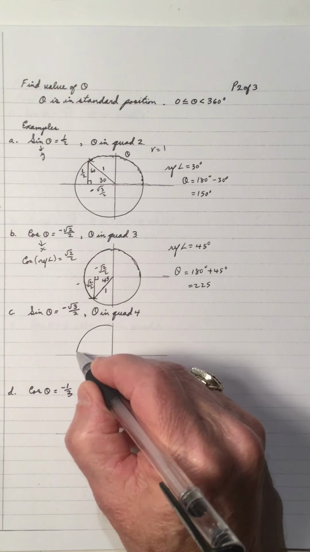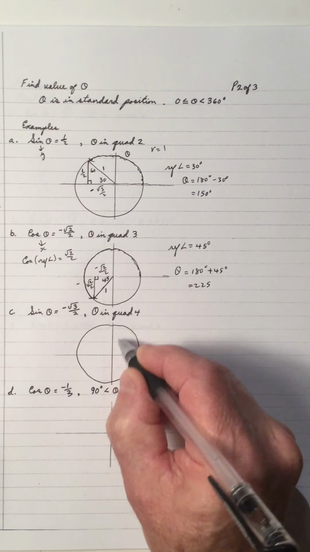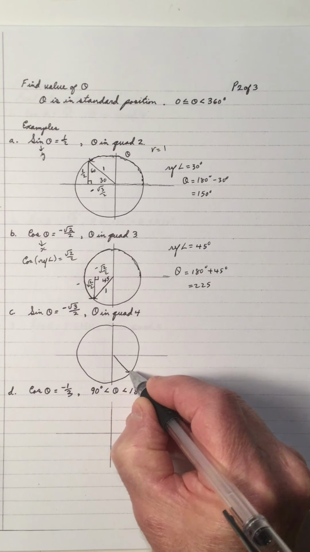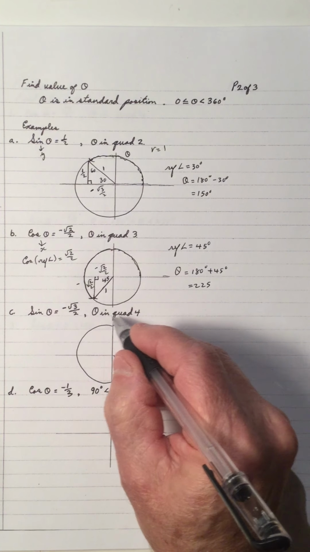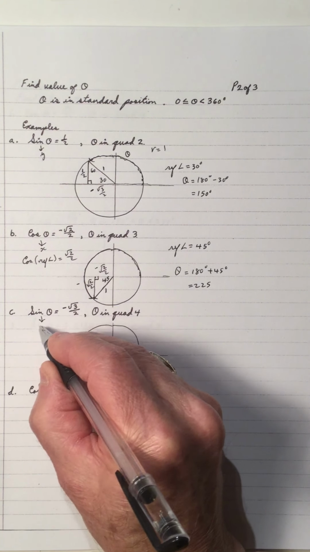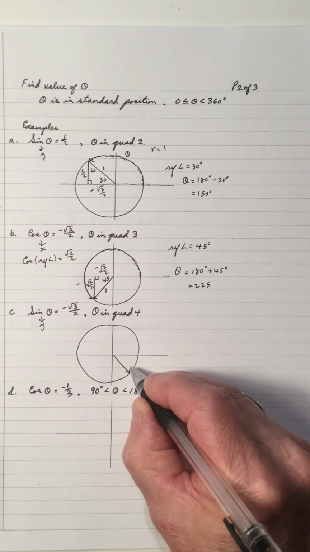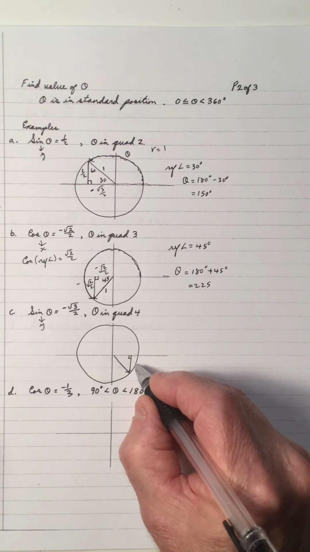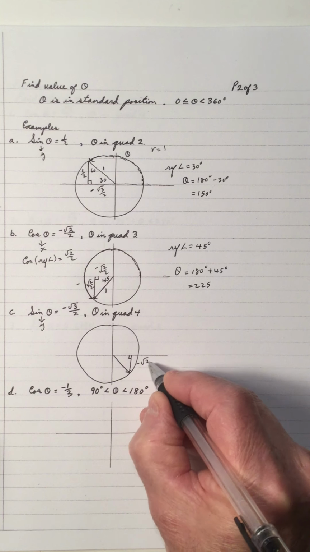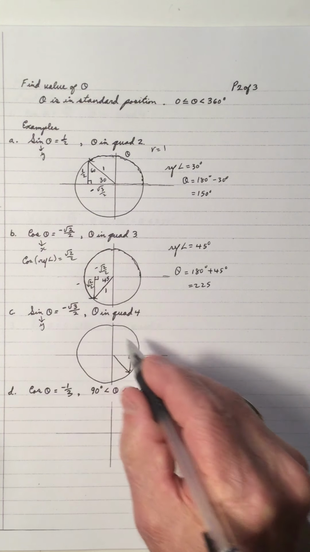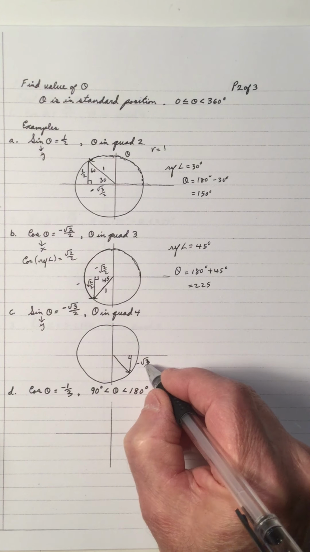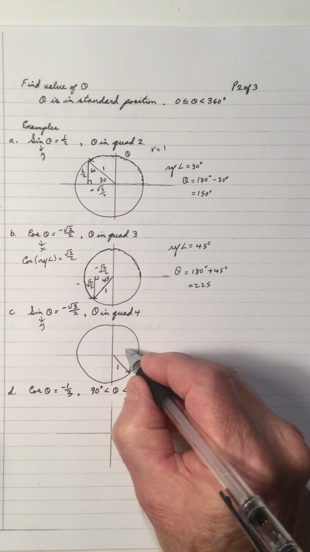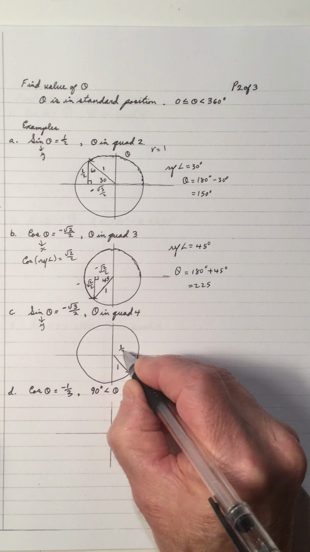C, we have a fourth quadrant angle. So we draw the terminal arm out in the fourth quadrant. And we have sine is the y. So we drop a perpendicular to the x-axis. So y is a negative √3/2. So that's hypotenuse of 1. So this side here is 1/2.